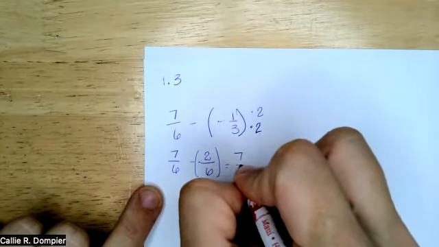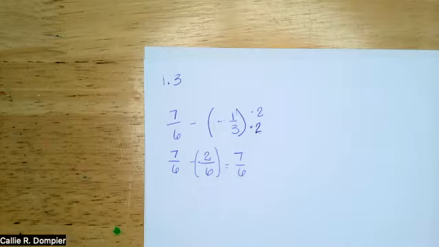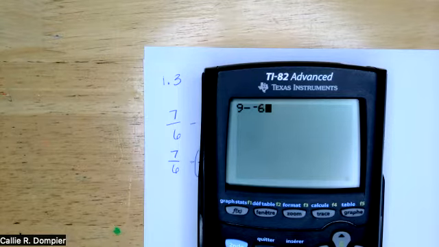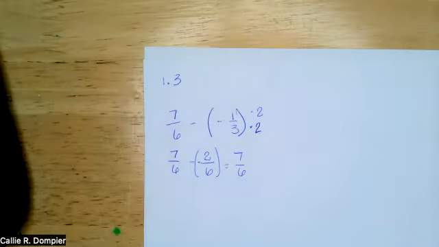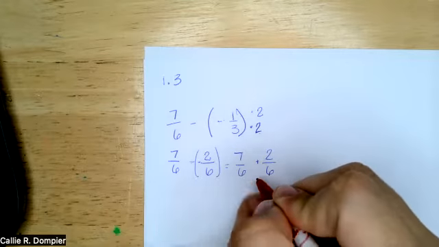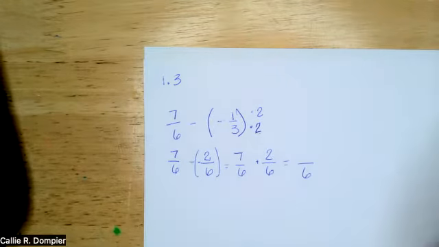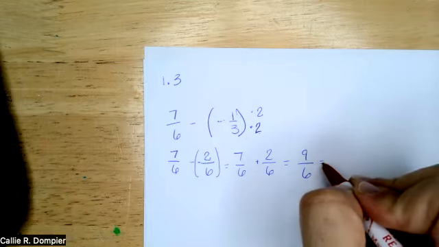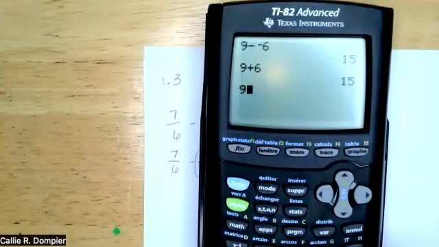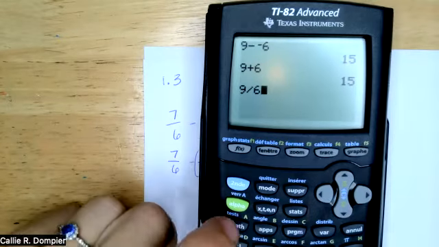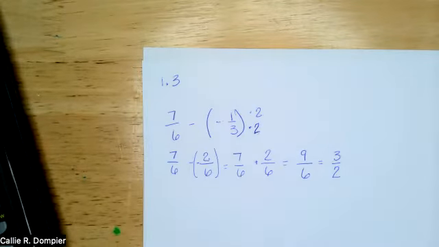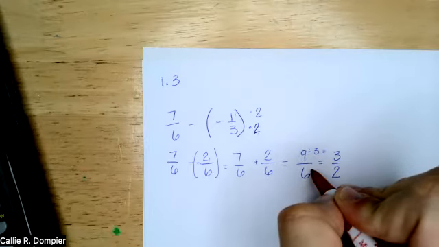So now I have 7/6 minus negative 2/6. Remember that minus a negative is the same as a positive, just like 9 - (-6) is the same as 9 + 6. So that's 7/6 + 2/6. We have the same denominator, and that denominator remains. 7 and 2 is 9, so 9/6. You can simplify that by dividing both by 3. 9 divided by 3 is 3, and 6 divided by 3 is 2. In lowest terms, it's actually 3/2.